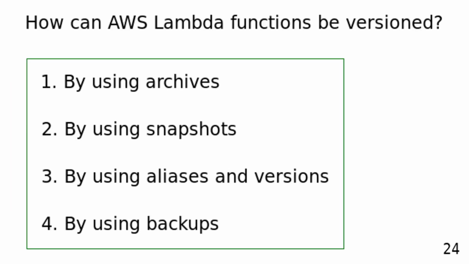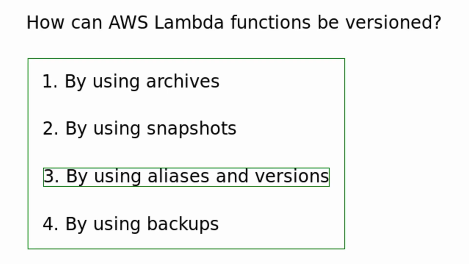How can AWS Lambda functions be versioned? By using archives. By using snapshots. By using aliases and versions. By using backups. AWS Lambda supports versioning of functions, allowing you to publish one or more versions of your Lambda function. Aliases can be used to manage different versions.